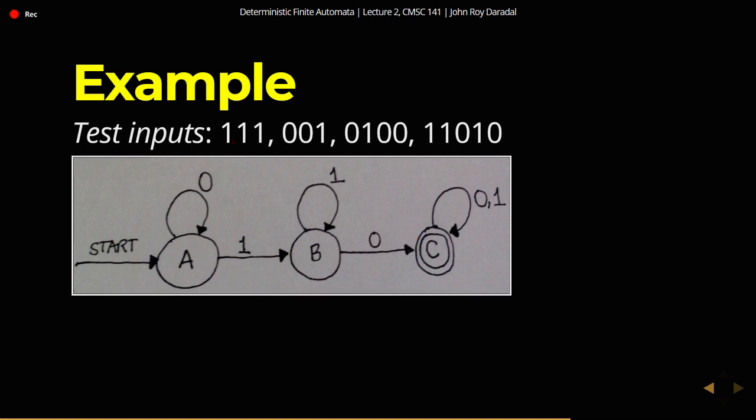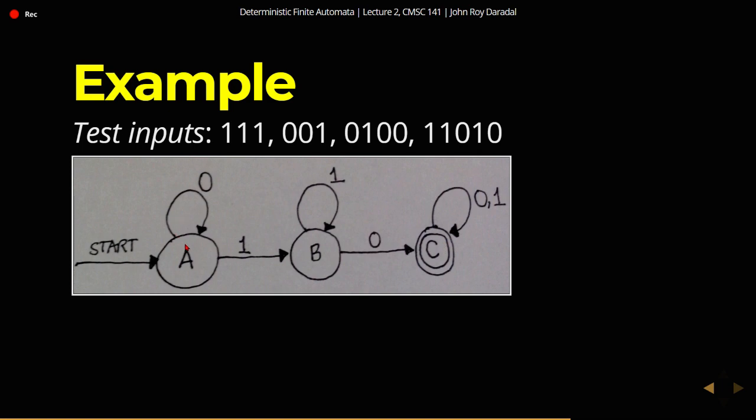For this DFA, let's test 111. So A goes to B on 1, stays on B on 1, stays on B on 1. So 111 ends up in B, so it's not accepted. How about 001? 001 also ends up in B. It's also not accepted. How about the next one? 0100. So it ends up in C. So this one is accepted.